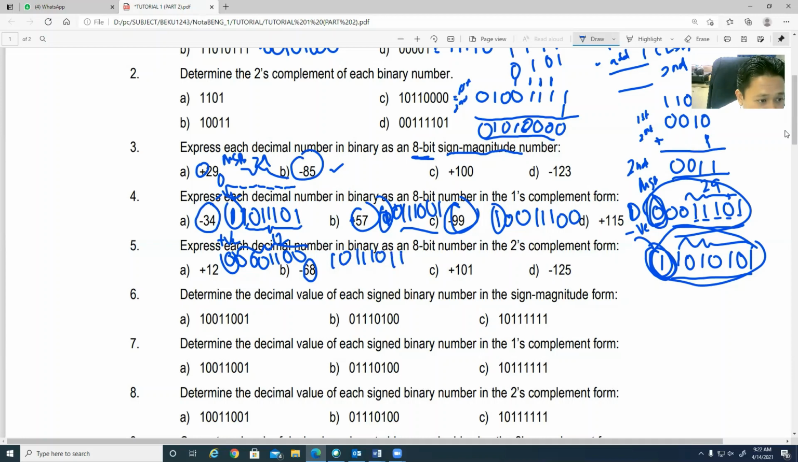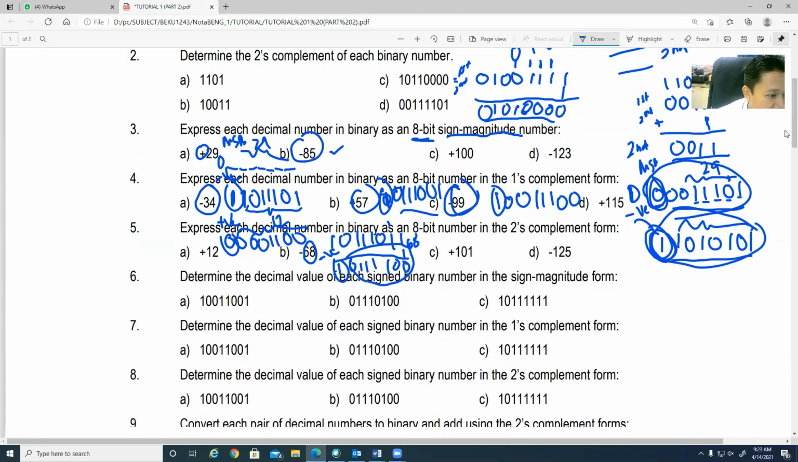For example, in binary we have 0 1 1 1 1 0 1 1. This is the first complement, then plus one here. So you can see this is a negative value, and this is a magnitude of 86. Right, so this is question number 5.